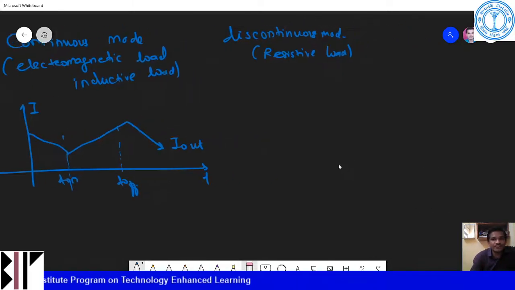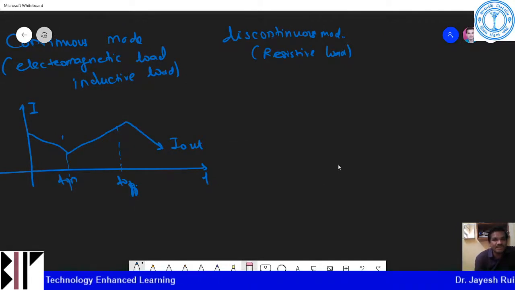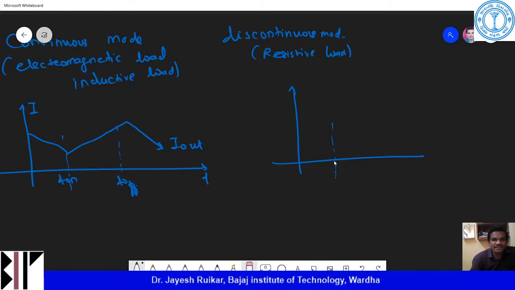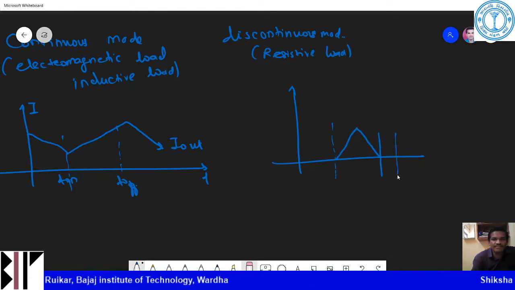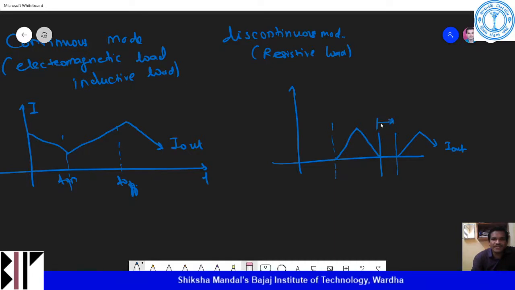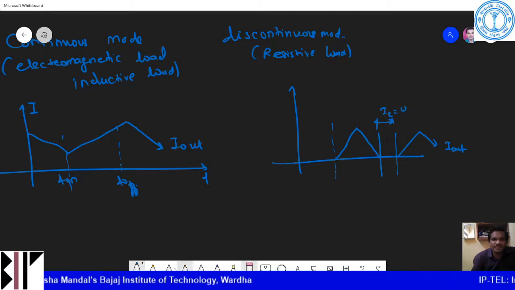In discontinuous mode, if I have a resistive type of load, then I can use discontinuous mode. So what will be the output waveform for discontinuous mode? This is what I will draw. This is my current direction, and if there is a break in this current, then the inductor current IL is equal to 0 in this particular area.